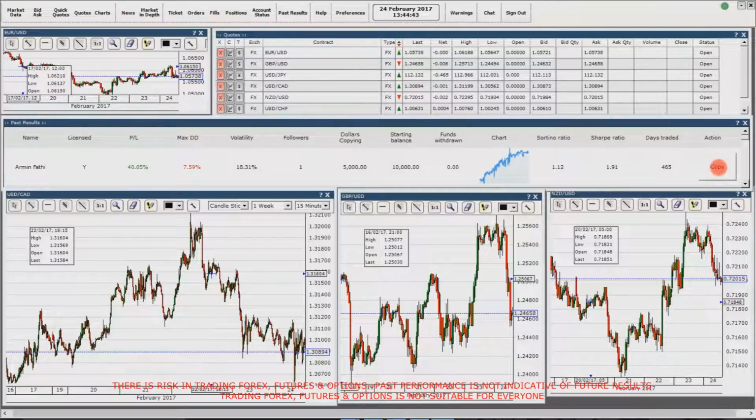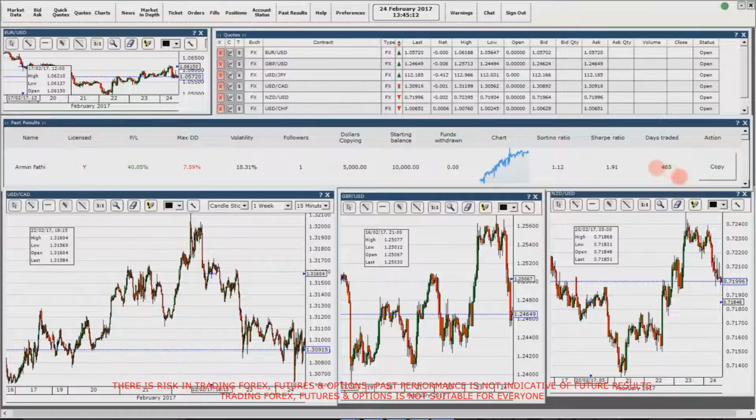In this case, that self-directed account holder is me. My name is Armin Fatih. As you can see it here, I'm a licensed industry professional, which is nothing other than another way of telling you that I'm CFTC registered. First time I got registered was in the year 2000. Anyway, I'm trading here my own live account. This is not a demo account. This is not a practice account.